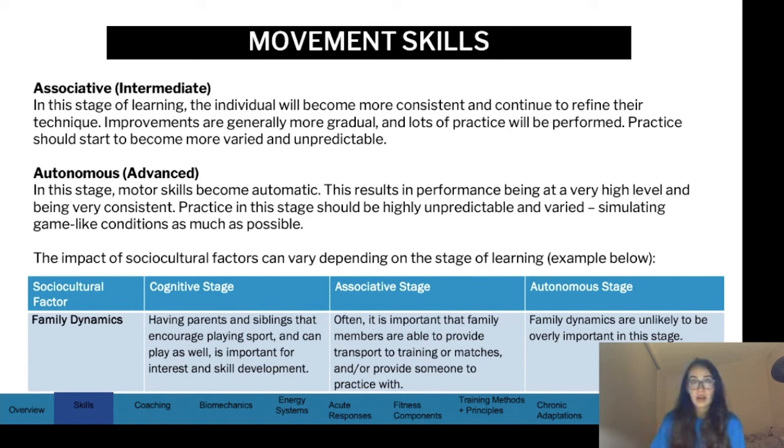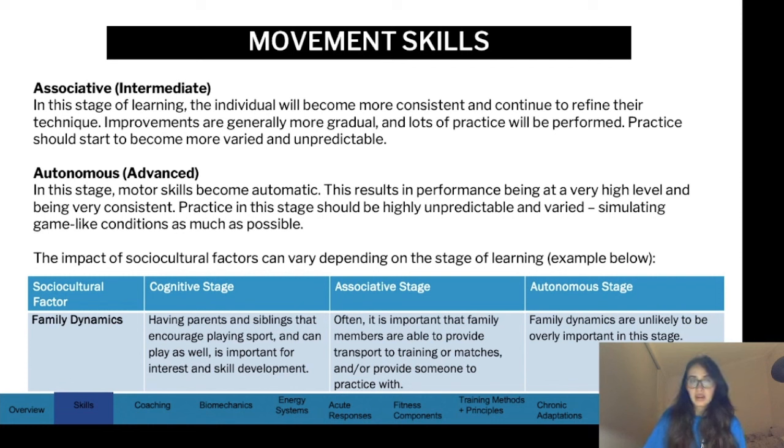So in this stage, motor skills are quite automatic. This results in performance being at a very high level and being very consistent. Practice in this stage should be highly unpredictable and varied, simulating game-like situations and conditions as much as possible. They're definitely able to recognize their own mistakes. They might have a coach, but this coach is probably more about helping them design tactics for the real game scenario as opposed to developing their swing per se.